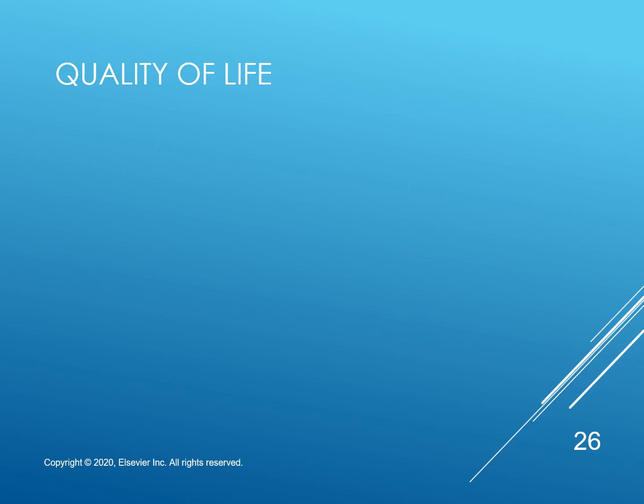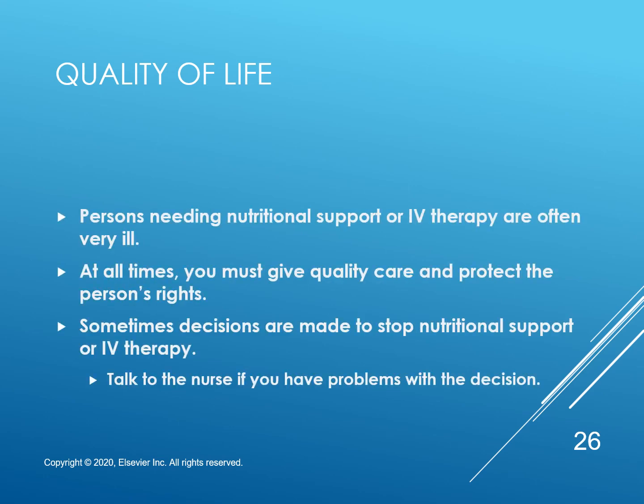Quality of life with IV therapy: persons needing nutritional support or IV therapy are often very ill. At all times, you must give quality care and protect the person's rights. Sometimes decisions are made to stop nutritional support or IV therapy. Talk to the nurse if you have problems with the decision. Care needs for persons needing nutritional support or IV therapy may be great and take a lot of time. Do not take shortcuts or omit care. Doing so is unethical. It could also cause great harm.